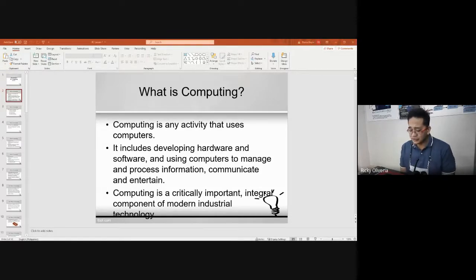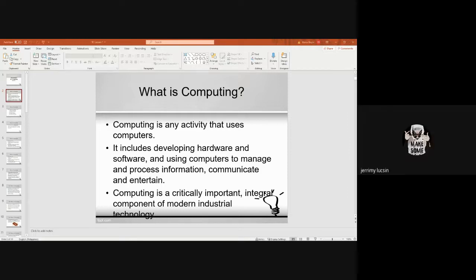How does computer communicate? Nagagamit ba natin siya for communication? Yes, nagagamit din, sir. How? Paano natin nagagamit yung computer in communicating?